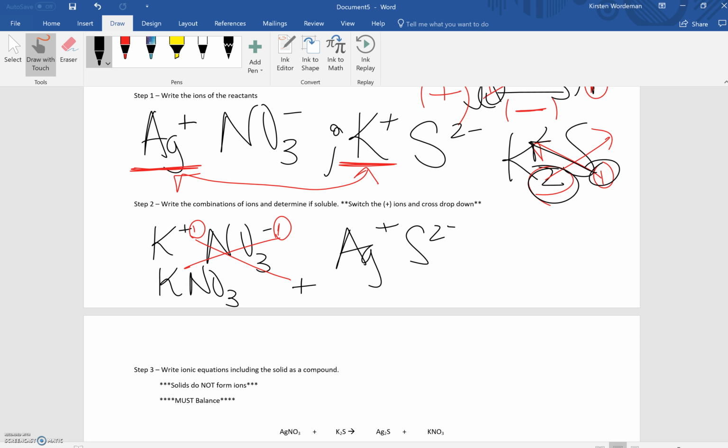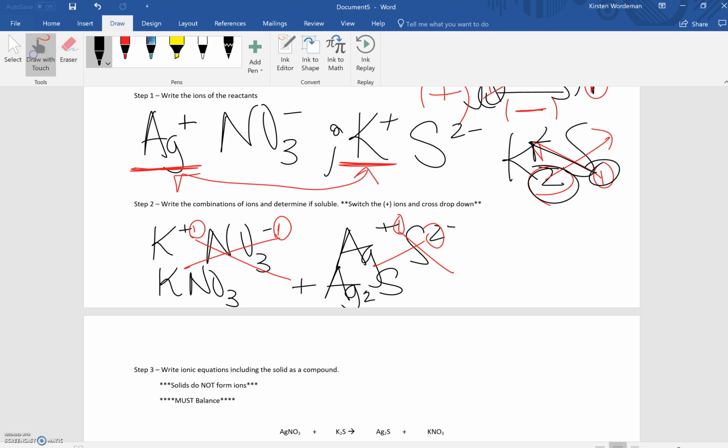The second compound that is formed is going to take the +1 and that 2 and cross drop down. Remember, we get rid of those charges after you drop down to finally give you the compound of Ag. We're going to take that 2 and put it as a subscript, and then your sulfur, drop down that 1, and remember we don't write that 1, and you get just your sulfide. So those are your 2 potential products.